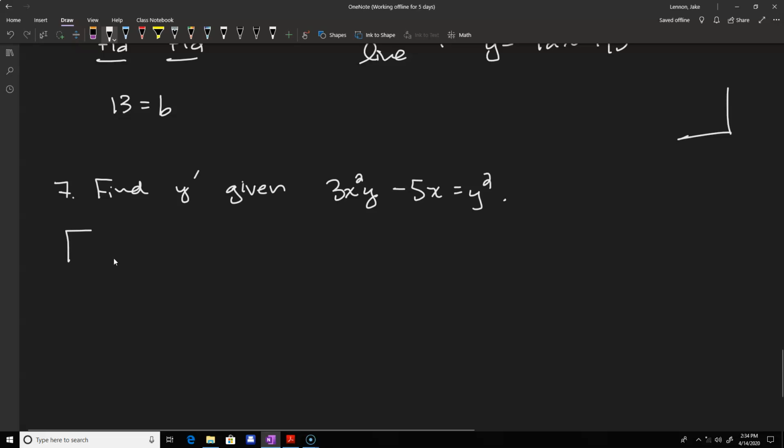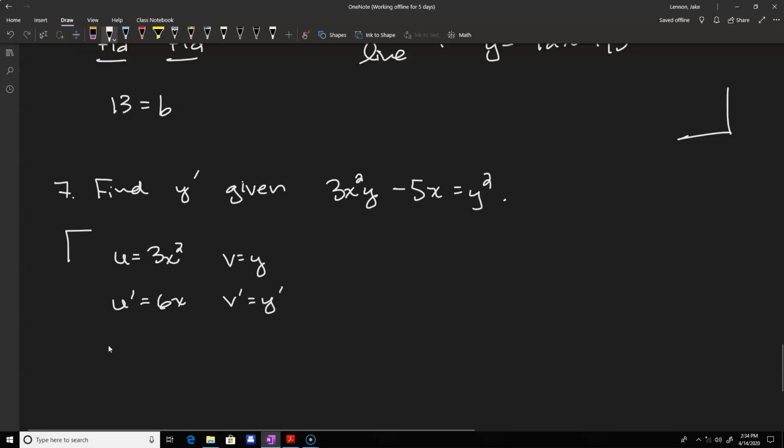So for the first term, finding the derivative of 3x squared y, we have u is equal to 3x squared, and we have v is equal to y. So u prime will be 6x, and v prime will be y prime.